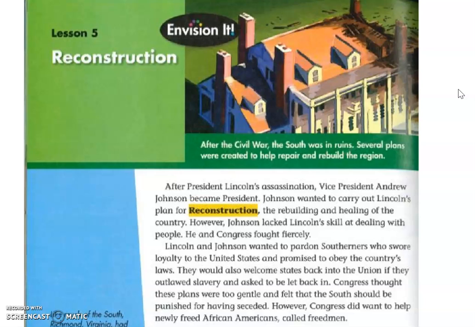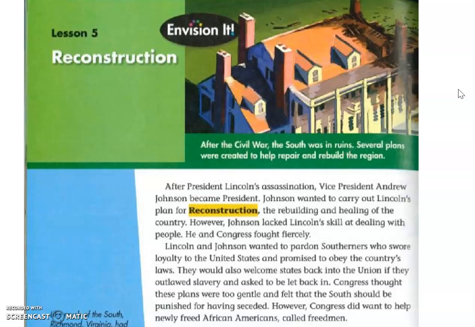Lincoln and Johnson wanted to pardon Southerners who swore loyalty to the United States and promised to obey the country's laws. They would also welcome states back into the Union if they outlawed slavery and asked to be let back in. Congress thought these plans were too gentle and felt that the South should be punished for having seceded. However, Congress did want to help newly freed African Americans called freedmen.